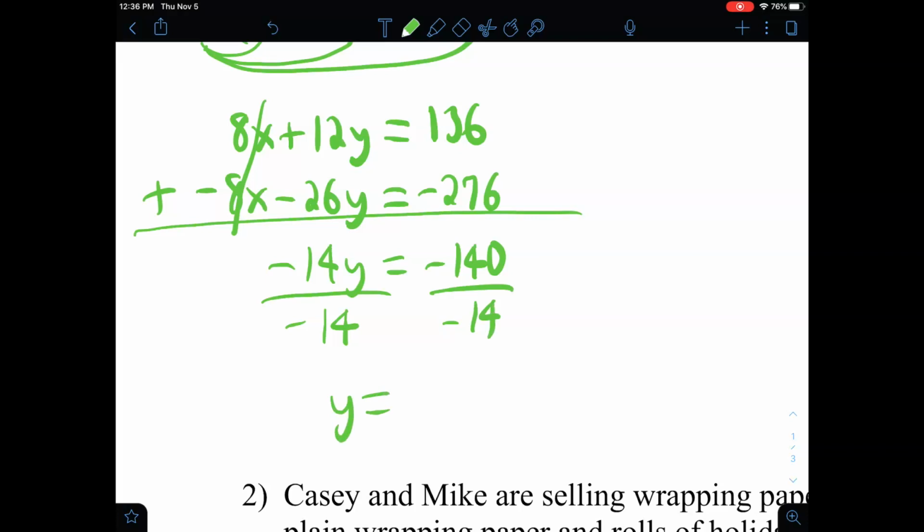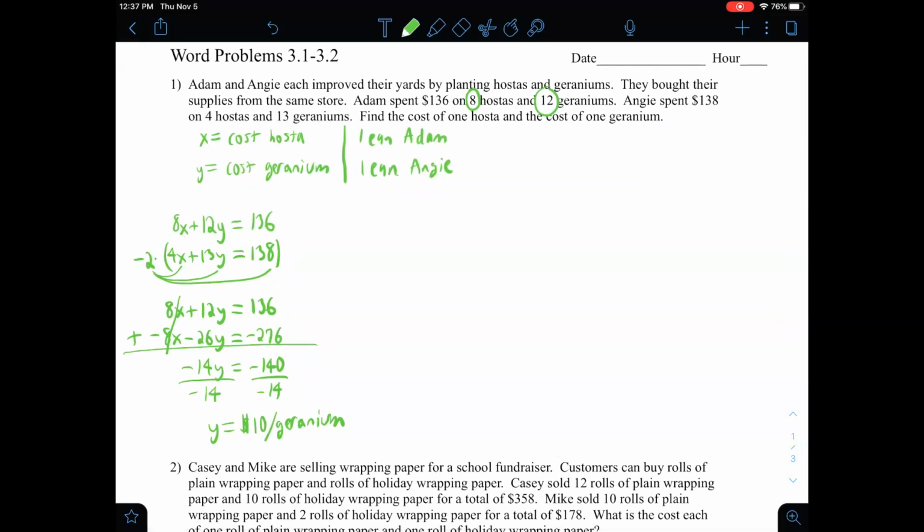So y is going to be equal to, what's that, 10. $10 for geranium. Okay, so that's one of our answers. We found the $10 per geranium. Now let's solve for x.